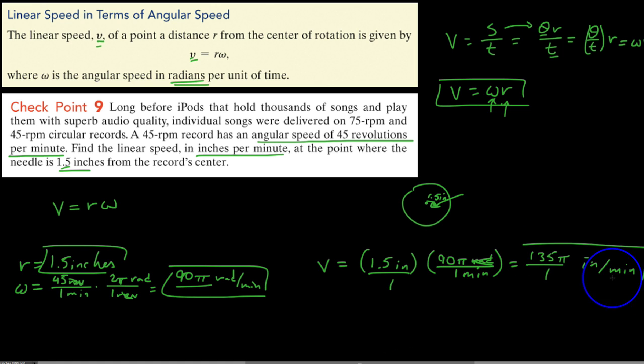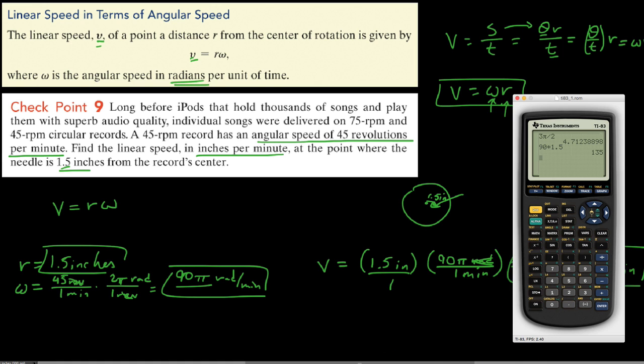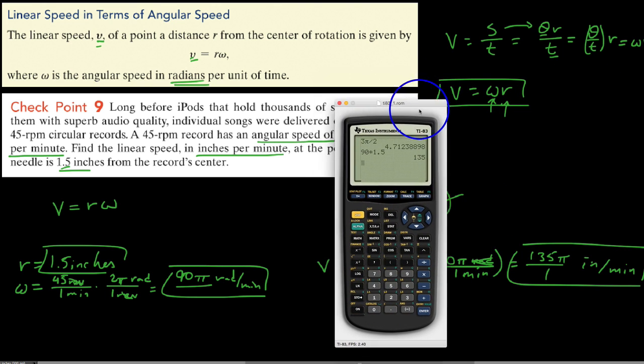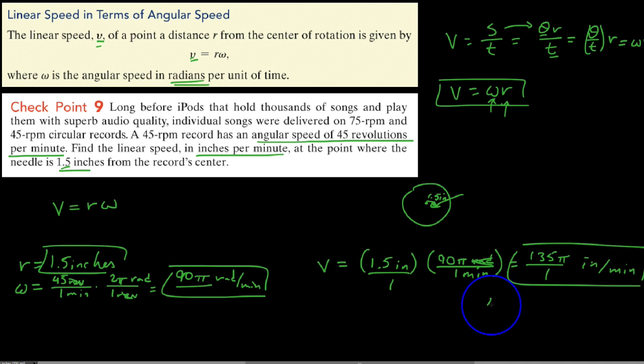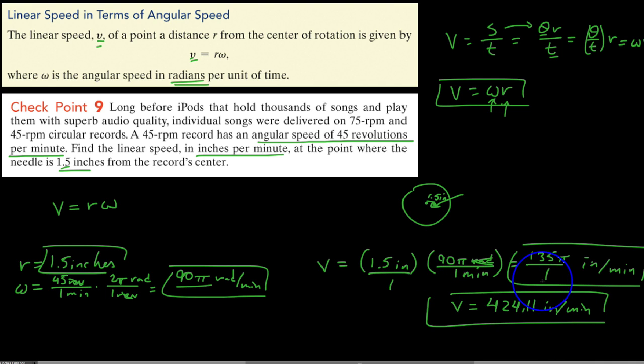And this is an exact value. With problems like this, it's often very appropriate also to give the speed as a decimal. So if we said 135 times pi divided by 1, we would get 424.11 inches per minute. Essentially, here's our linear velocity.